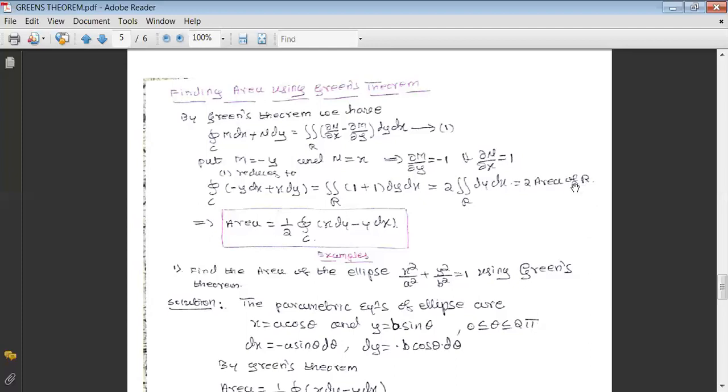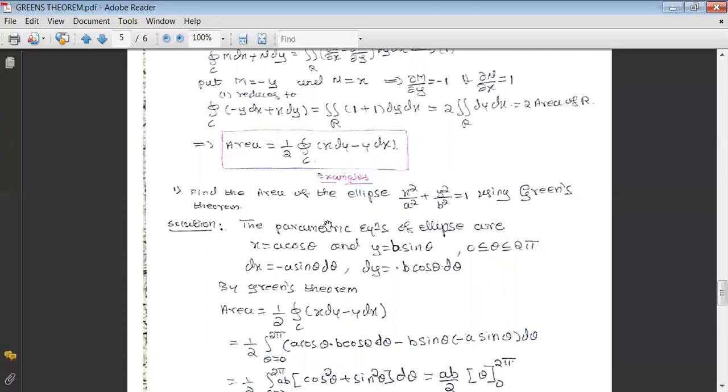But we want the area of the region R. Okay, that's why this 2 has to be cross multiplied. That's why area equals 1 by 2 times, after cross multiplying, first let us write the positive term, that is x dy minus y dx. Therefore, this is the formula which is derived from Green's theorem just by taking the particular values M equal to minus y and N equal to x. This can be used to find the area bounded by curves.